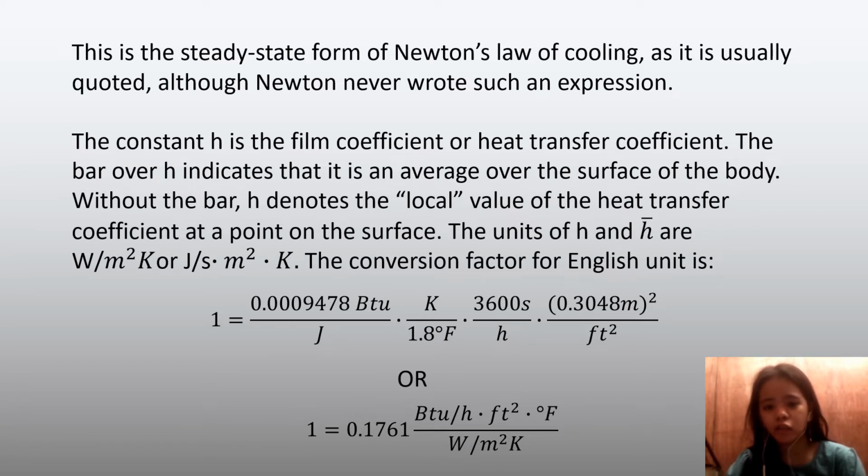The conversion factor for any unit is 1 equals 0.0009478 BTU over J times K over 1.8 Fahrenheit times 3600 s over h times 0.3048 m squared over ft squared. Or simply, 1 W over m squared K equals 0.1761 BTU over h times ft squared times Fahrenheit.